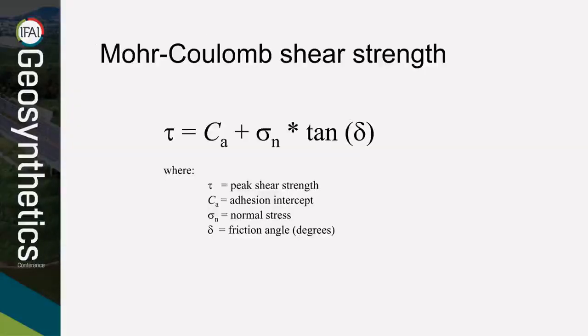From the linear regression on the data points in the shear versus normal stress plots, the Mohr Coulomb friction angle can be calculated from the test results using the following equation. The shear strength equals the adhesion intercept plus the product of the normal stress times the tangent of the friction angle.